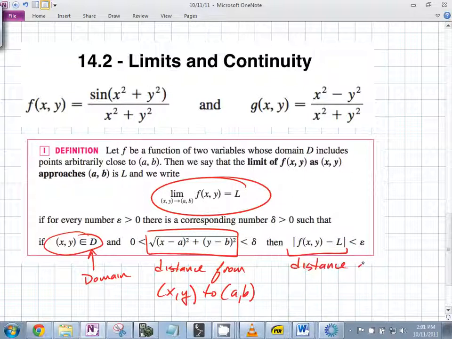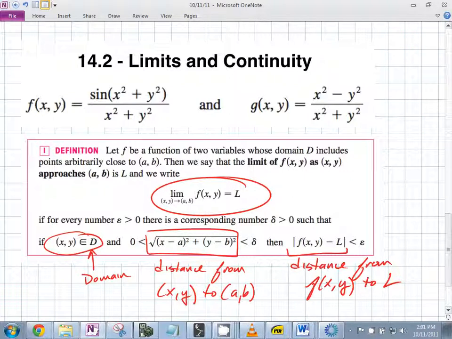To L. So remember this, everybody. Epsilon is in the output, delta's from the input, the domain. Delta domain. Just remember that, delta domain. What this means is, you have a point floating out here. You're approaching it in the domain.